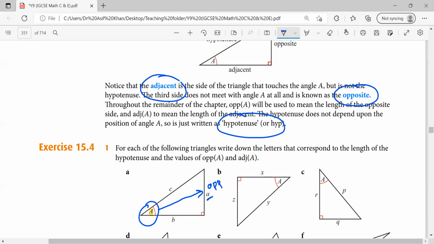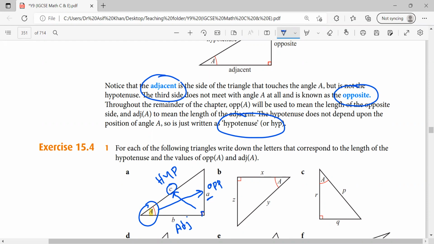The side which is opposite to 90 degrees, this symbol is the symbol of 90 degrees, this side is called the hypotenuse. The hypotenuse is against the 90 degree angle. And the third side, which is c, on which the angle is present along with the 90 degrees, this side is called adjacent. So these are the names of the three sides.